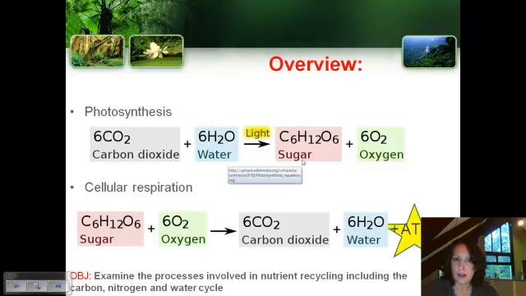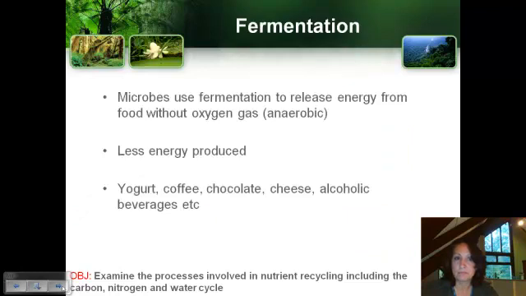Plants are doing kind of the opposite. So the plants are starting with the carbon dioxide and the water. They're using light energy, and they're able to make sugars, and they release oxygen gas in the process. So those are the two processes in the carbon cycle.